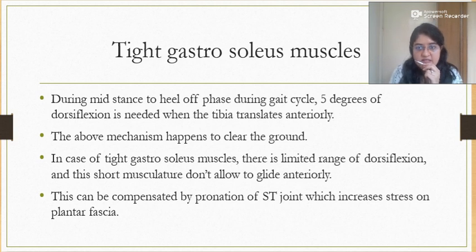In case there is tightness in the calf muscles, then there is limited dorsiflexion, and because of limited dorsiflexion there is no anterior glide of the tibia, that is, the tibia cannot glide anteriorly because of tight gastrocnemius muscles, and so this is compensated by the subtalar joint, and there is overpronation in the subtalar joint in compensation to the above mechanism, and this leads to more stress on the plantar fascia, and so in the patients who have tight calf muscles, they tend to get plantar fasciitis.